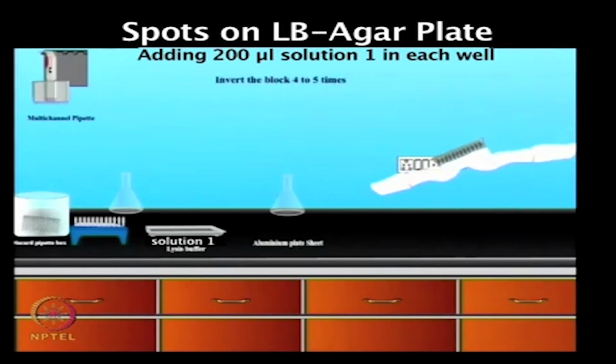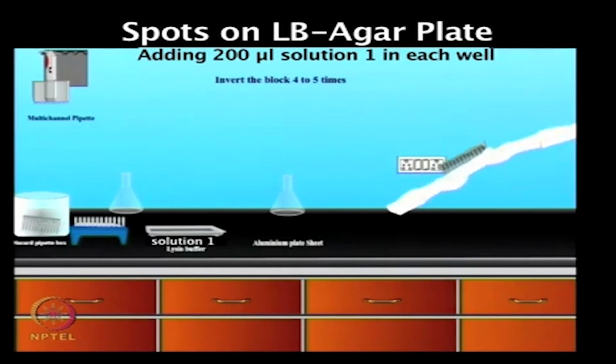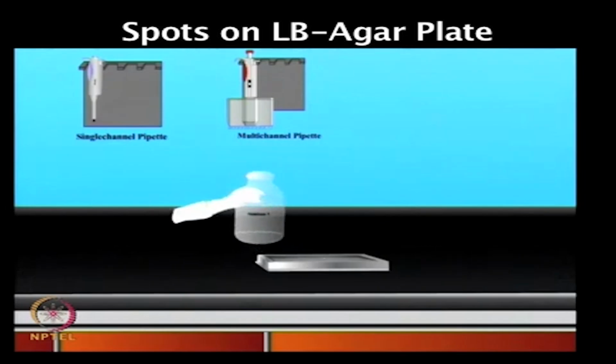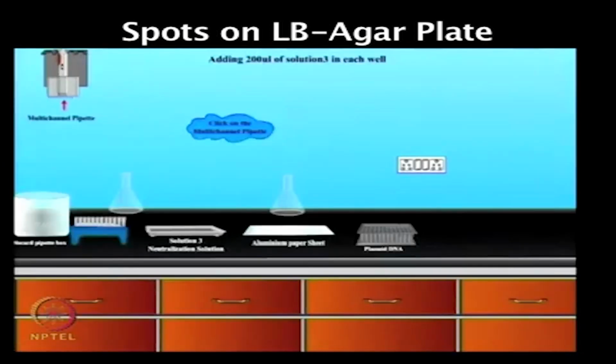Once solution 2 is added, make sure that you invert the plate a few times. Now, add 200 microliter of solution 3 to each well, similar to what we have seen earlier. The solution 3 is the neutralization solution, which contains 3 molar of potassium acetate at pH 5.5.